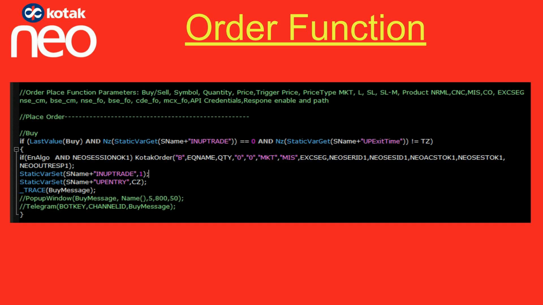This is the order function. The first argument is the transaction type, either buy or sell. Next is the trading symbol, followed by quantity, price, and trigger price. After that, specify the price type, such as market order, limit order, or stop-loss order. Then set the product type like normal, CNC, or intraday. Next is the exchange segment, followed by API credentials, and finally, whether to enable the response and its file path.